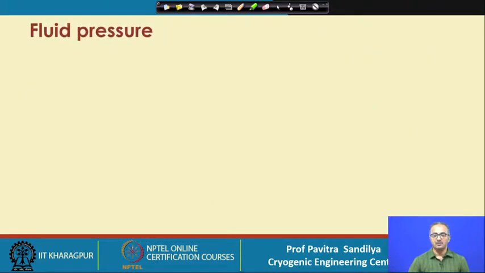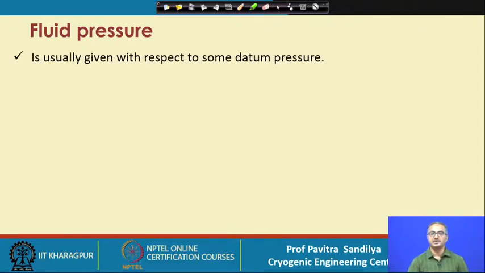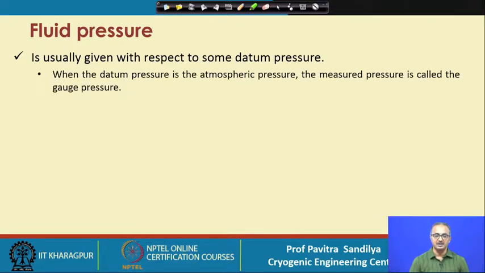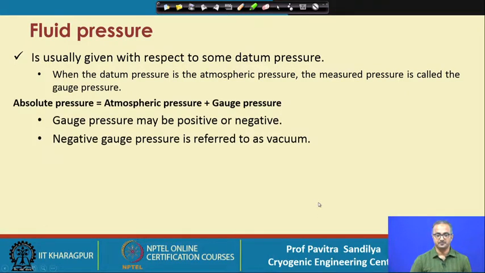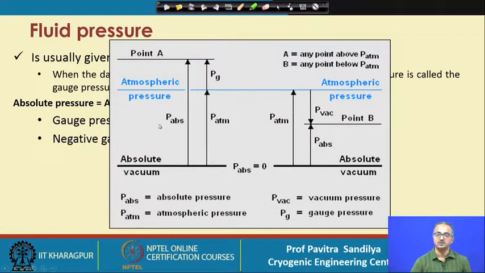Now let us look at what is fluid pressure. Now fluid pressure is generally represented with respect to some kind of datum pressure, and when the datum pressure is the atmospheric pressure, we call it the gauge pressure. And so we have this thing that absolute pressure is equal to the atmospheric pressure plus the gauge pressure. The gauge pressure may be positive or negative, and if we have negative gauge pressure, we call it vacuum, and this can be demonstrated from this particular figure.